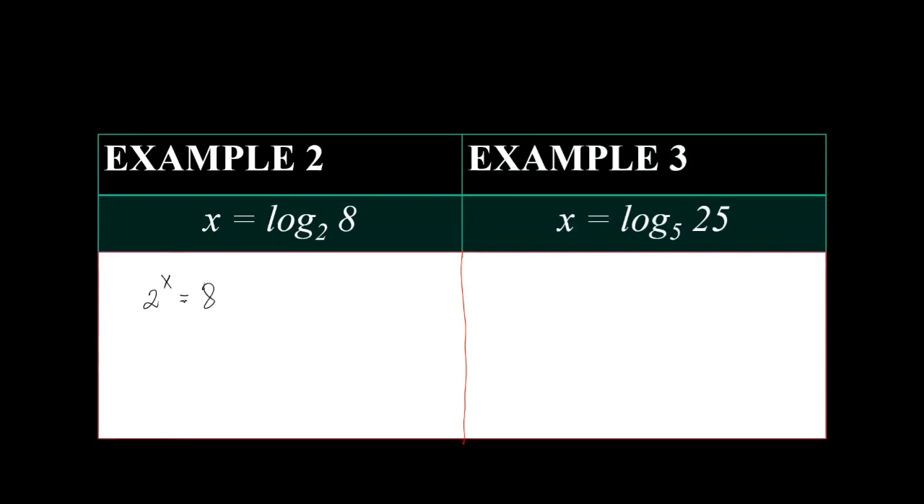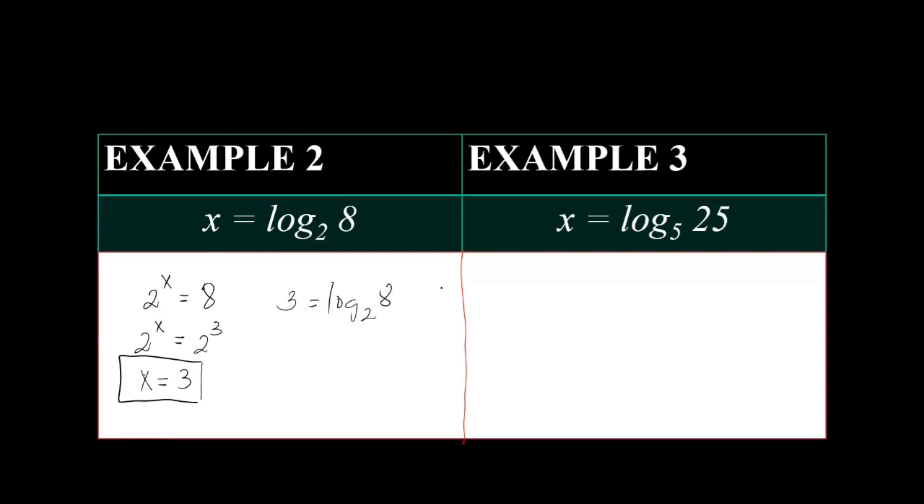So how are we going to solve this one? Transform 8 into exponential form. Therefore, 2 raised to x is equal to 2 cubed. Since they have the same base, copy the exponent, so x is equal to 3. Therefore, the value of x, or the exponent, is 3. And if we write it in logarithm form, then it is 3 is equal to logarithm of 8 base 2.